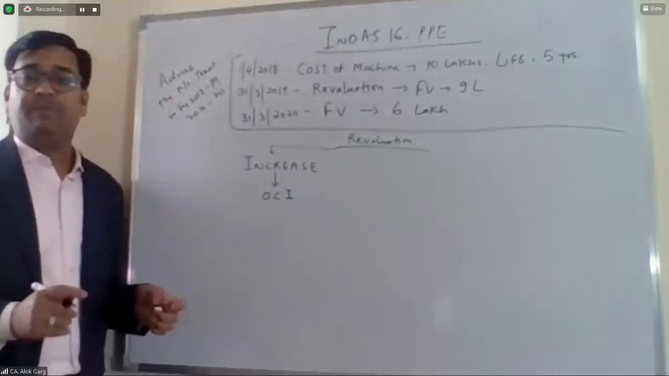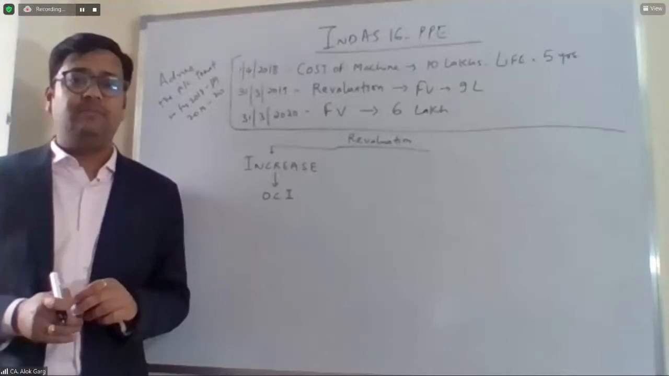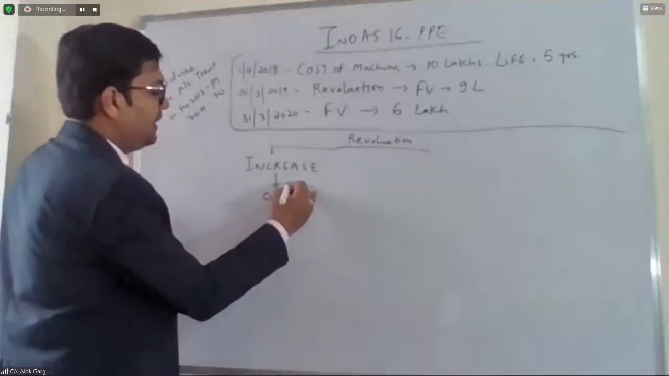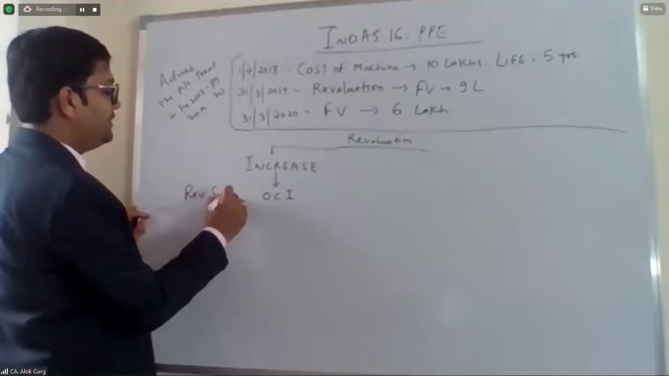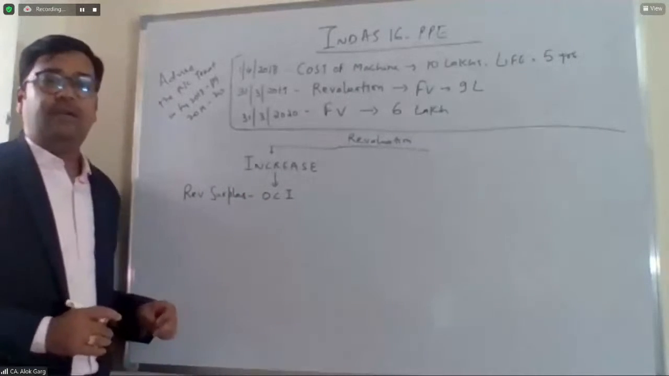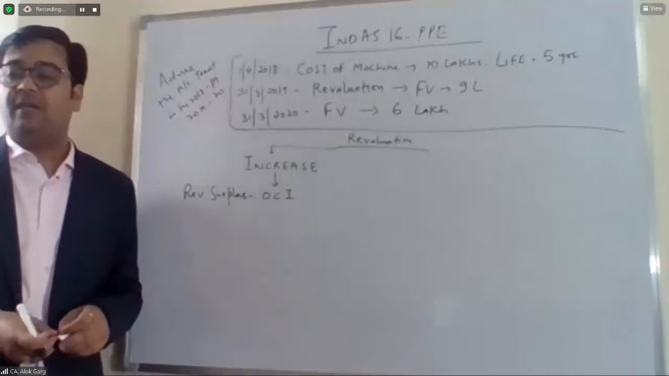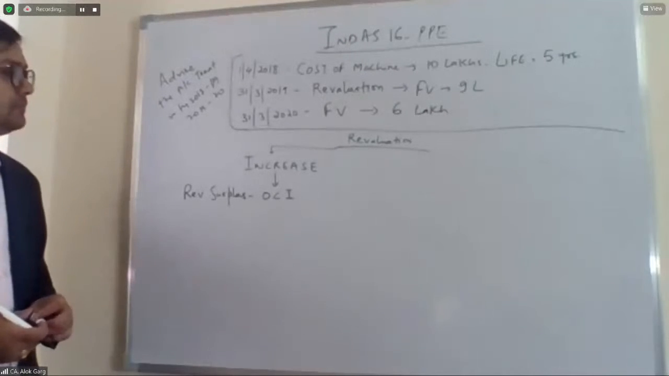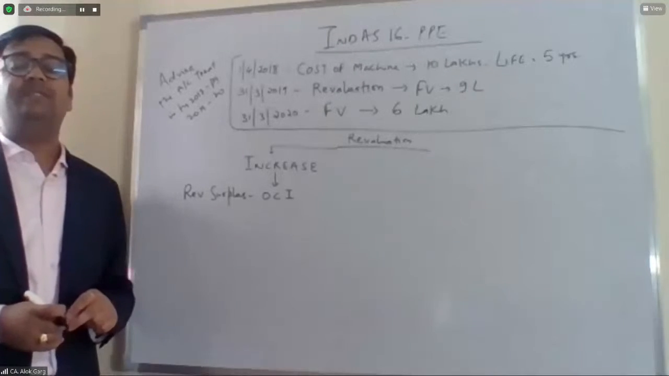Have you heard about the concept of other comprehensive income in India? One of the other comprehensive income items is revaluation surplus. So if there is an increase, it will be known as a revaluation surplus. This revaluation surplus will go to OCI. And what will be the accounting entry? The accounting entry will be asset account debit to revaluation surplus or other comprehensive income, OCI. Have you heard about the OCI concept? If there is an increase, then the revaluation surplus will go to other comprehensive income.